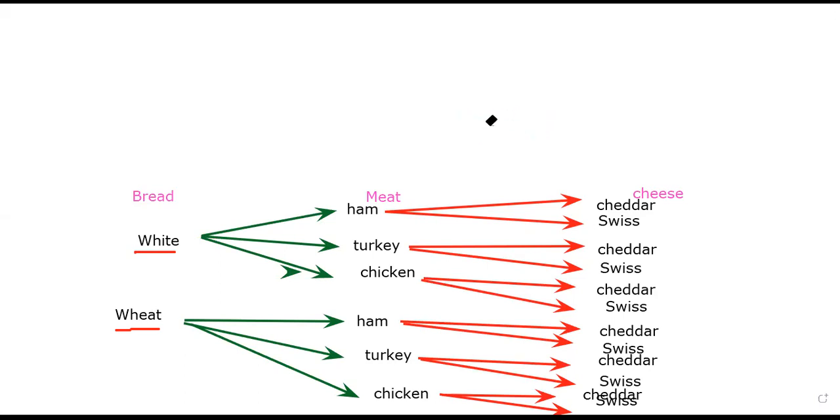Yes, miss. Could you please tell me, honey, what is the probability to have cheddar? It could be 6 out of 12. Excellent. Why? Because we can count now. It could be wheat ham cheddar, wheat turkey cheddar, wheat chicken cheddar, right? So we have cheddar 6 times here, so it will be 6 out of 12.